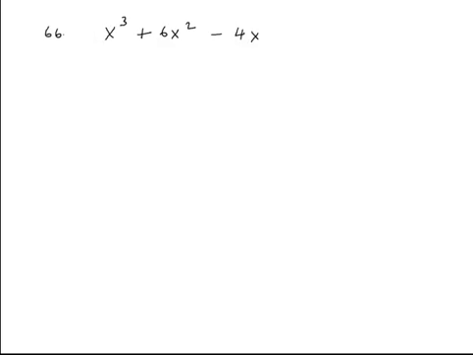Problem 60. Here we're factoring a trinomial. There are no numbers in common. We do have an x in common. If you take the x from the x cubed, you have an x squared. An x from the 6x squared leaves you still with a 6.